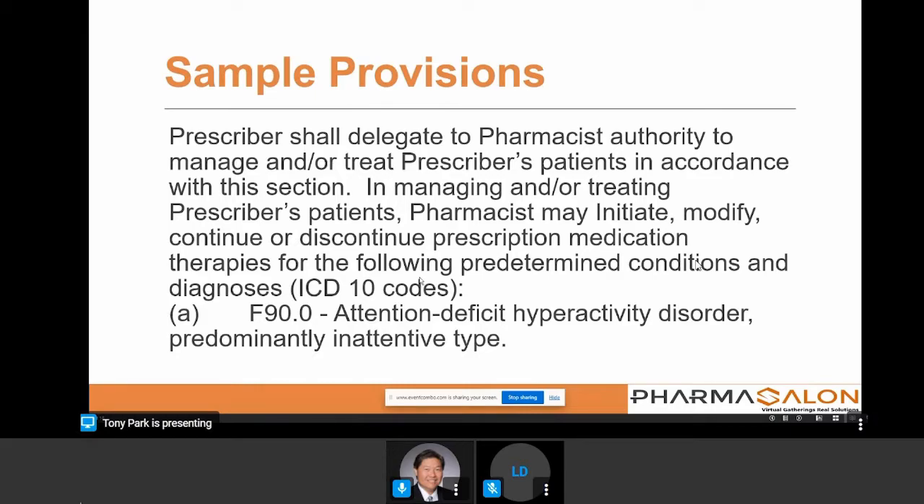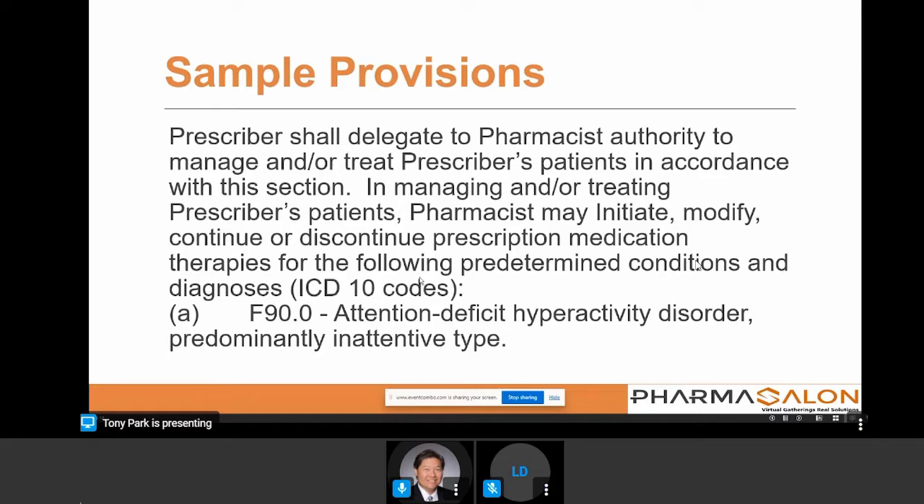So in this specific provision, I write that the prescriber shall delegate to the pharmacist authority to manage and/or treat the prescriber's patients in accordance with the section. In managing and/or treating the prescriber's patients, the pharmacist may initiate, modify, or discontinue prescription medication therapies for the following predetermined conditions and diagnoses. And I specifically call out certain ICD-10 codes.